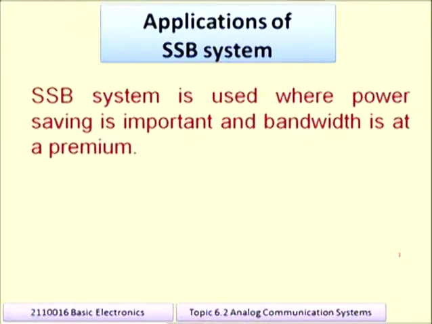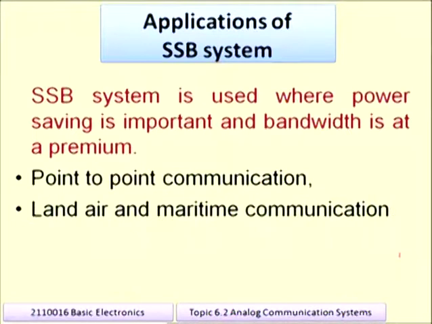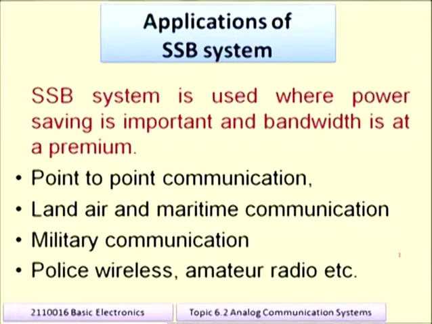So these are the SSB systems. Because it has advantages, it is utilized for point-to-point communication, land, air and maritime communication, military communication, police wireless and amateur radio. And it was also utilized in earlier days for mobile communication, which was known as AMPS. It was an analog mobile phone. Nowadays, mobile has converted into digital communication, so I have removed that point from this slide. But in earlier days, it was also utilized for mobile communication.